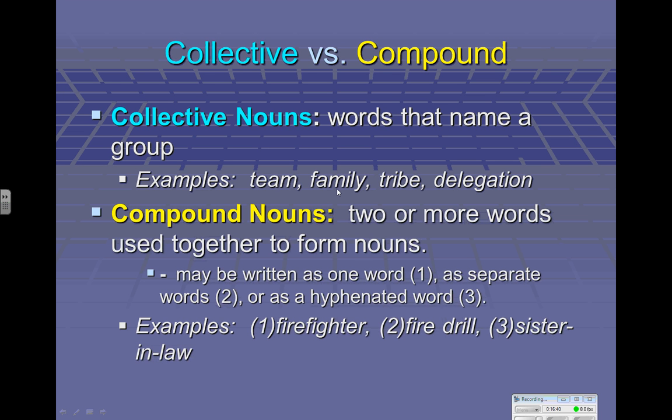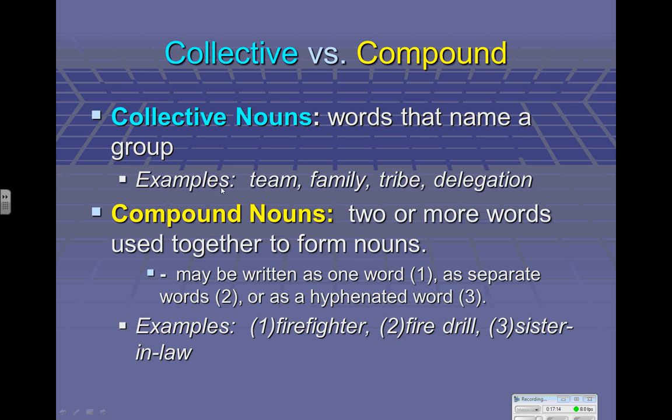Another common one would be family. There's only one family here because it's not families, okay? It's not plural, but a family refers to more than one person, okay? Tribe, same concept. There's only one tribe, there's no S, but it does refer to a group of people. Delegation. Delegation is a fancy word. You often hear it used in politics. A delegation is a group of people that goes somewhere for a specific purpose. So delegation is a singular noun that's actually referring to a group of people.